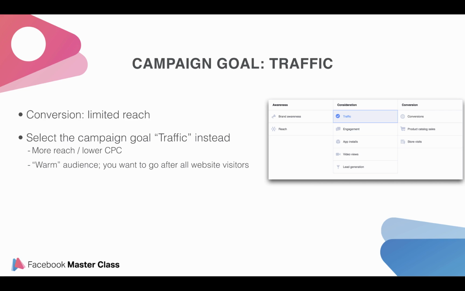You will see lower CPCs. And again, the main difference here is you're going after a warm audience. You want to go after all website visitors. So if you deploy retargeting campaigns, if you want to follow up with people, don't select the campaign goal conversions, even though that may seem counterintuitive. Go with the campaign goal traffic to reach more people and to pay less for a click and for a conversion.